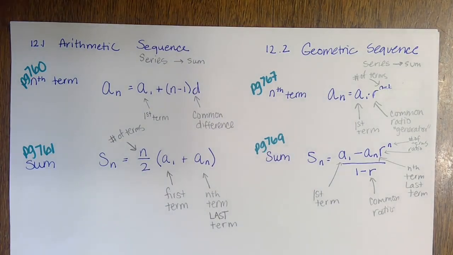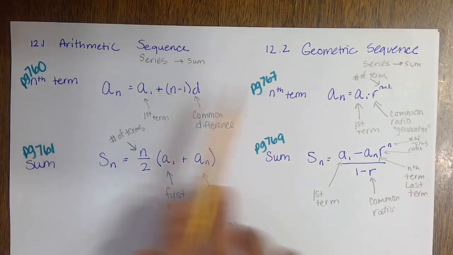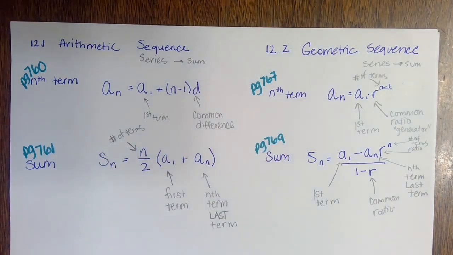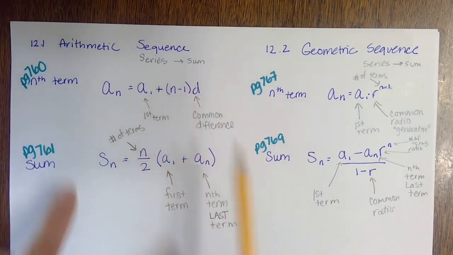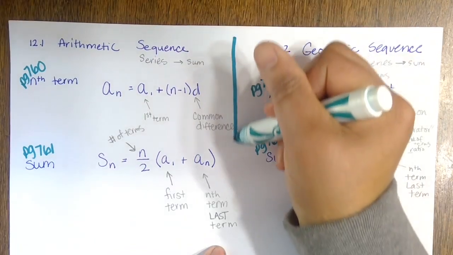So this will be a longer lesson, and yes, copy this down. Take a minute, pause the video, copy all of this information down. And we're actually doing 2 units today. So this is section 12.1, section 12.2. And again, these are the formulas for arithmetic. These are the formulas for geometric.